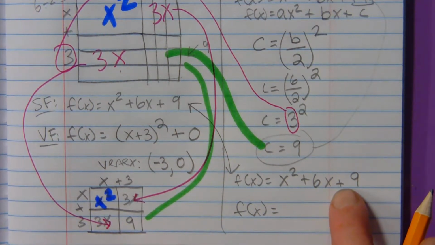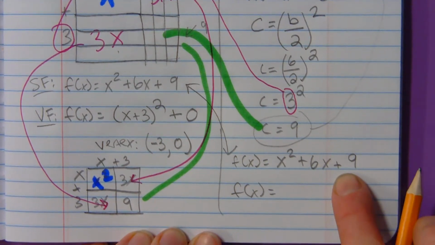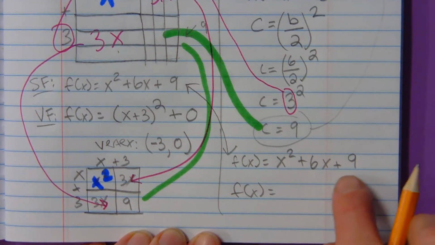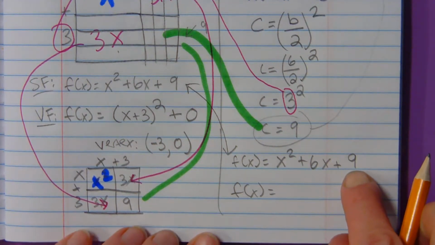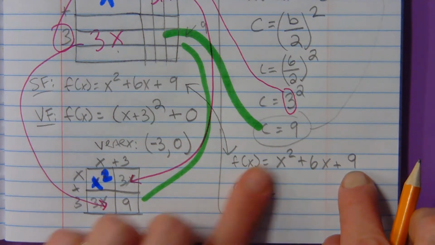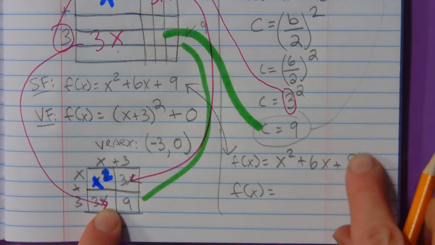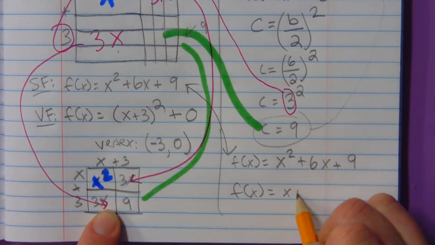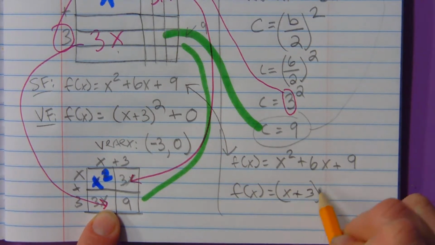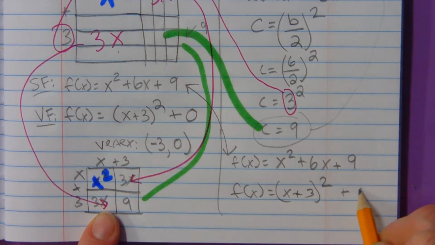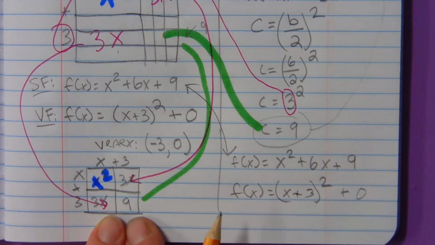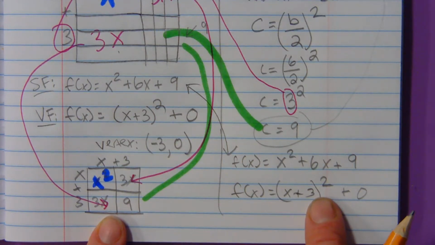Now you have to be thinking factors, because you're trying to think what adds to 6 and multiplies to 9. So hopefully you are. I would honestly go from here to factor straight down here again. What times what gives you 9? That is 3. So we have x plus 3 squared, and then there's nothing else left over.